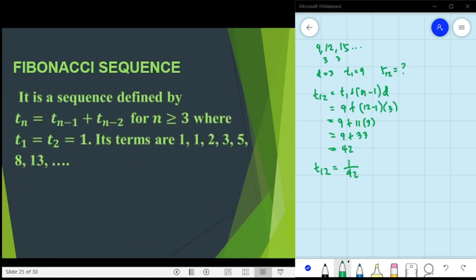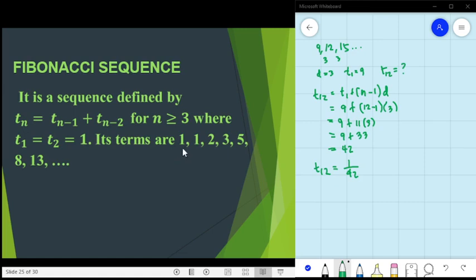So the Fibonacci sequence is a sequence defined by t sub n is equal to t sub n minus 1 plus t sub n minus 2 for n is greater than or equal to 3. It has to be 3, because otherwise it would become t sub 0. So we start at t sub 1, where t sub 1 and t sub 2 are equal to 1. So we start with 1, 1.